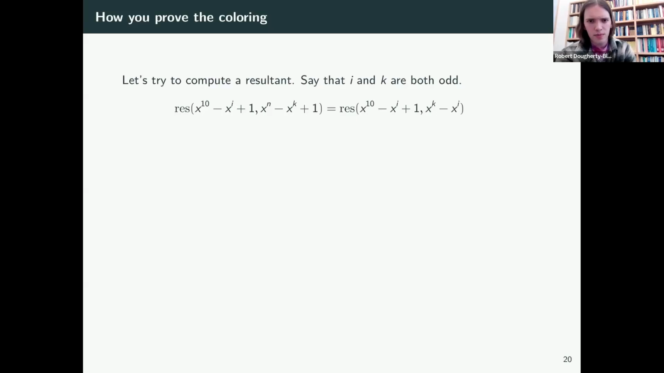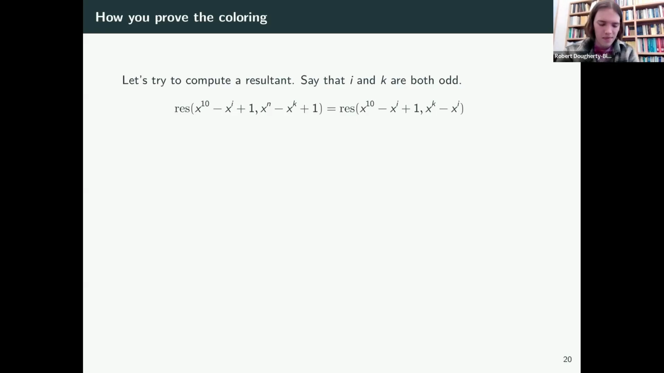That n should be a 10. Yeah, they should both be degree 10. Sorry about that. I want to compute the resultant of 2 trinomials that have degree 10, and I want to assume that the middle exponents i and k are both odd. So the first thing that you should know about resultants that I didn't mention earlier is that you can kind of compute them using Euclidean division.